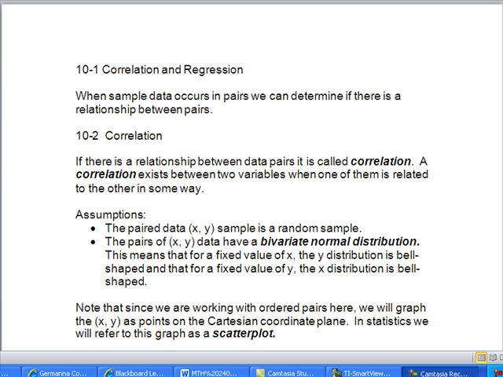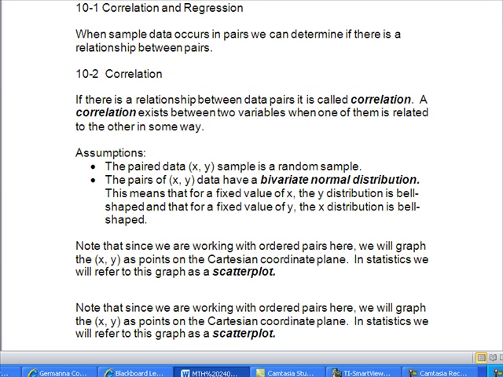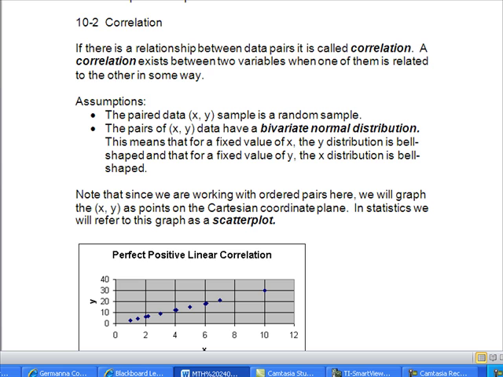The assumptions we're making in this case are, first of all, the data pair XY sample is a random sample. The pairs of XY data have a bivariate normal distribution. That means for a fixed value of X, the distribution is bell-shaped, and for a fixed value of Y, the X distribution is bell-shaped. Note that since we are working with ordered pairs here, we will graph the ordered pair XY as coordinates on the Cartesian coordinate plane. In statistics, we refer to this as a scatter plot.